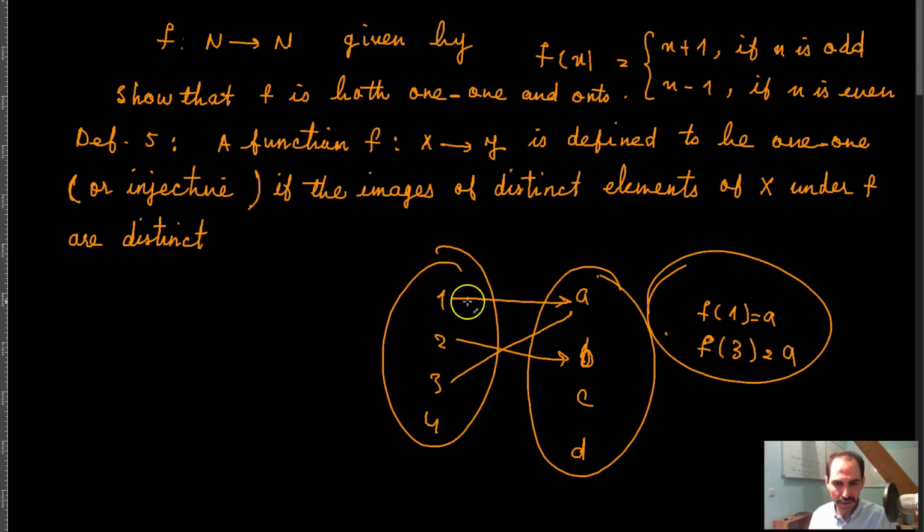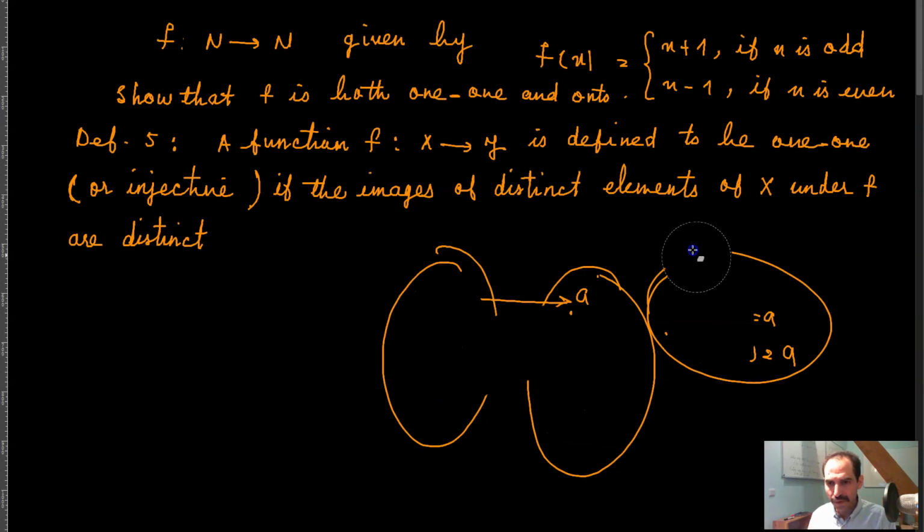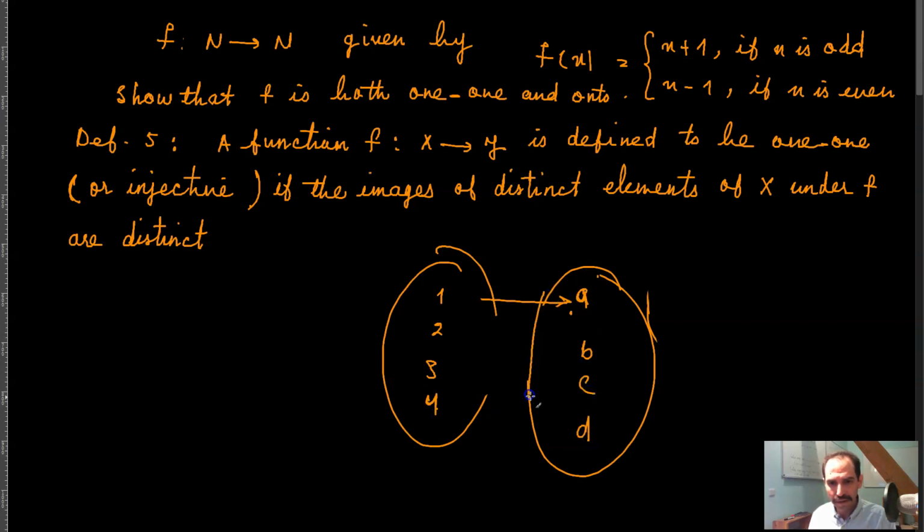Otherwise, if that's not the case, meaning that if every distinct element in the domain has its own distinct image in the range, then you can say that f is 1-1. So if you have 1, 2, 3, and 4, and then A, B, C, and D, and you have something like this, meaning that every distinct element in the domain has its own distinct image in the range, that is 1-1. Otherwise it's many-1, right?